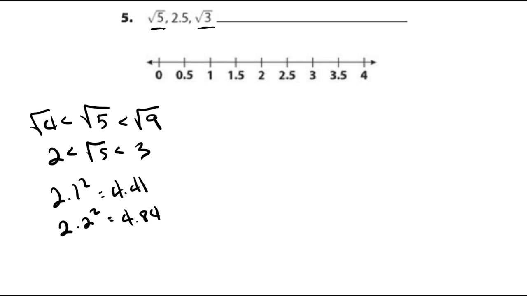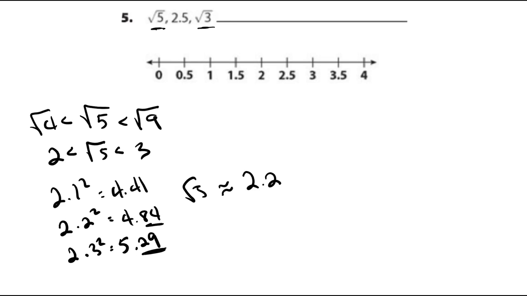We still have to keep going until we get above 5. And when we square 2.3, we get 5.29. 4.84 is 0.16 away, and 5.29 is 0.29 away. So 2.2 is our best approximation for the square root of 5.